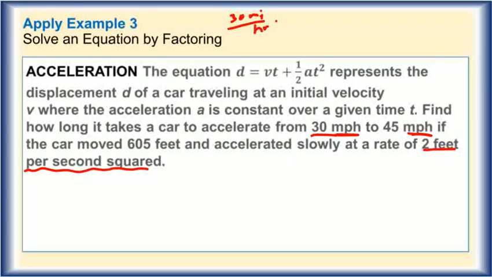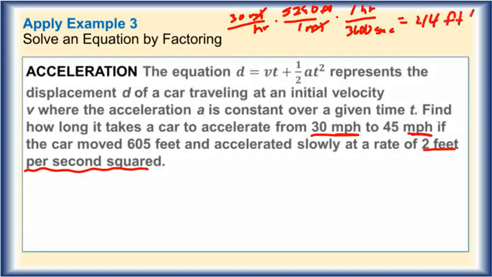I need to go to feet, so this would be 5,280 feet in 1 mile. The mile labels cancel out. And now I have to go from hours. So 1 hour is the same thing as 3,600 seconds. And when you do the math, 30 times 5,280 divided by 3,600, you get 44 feet per second. So that is our initial velocity.